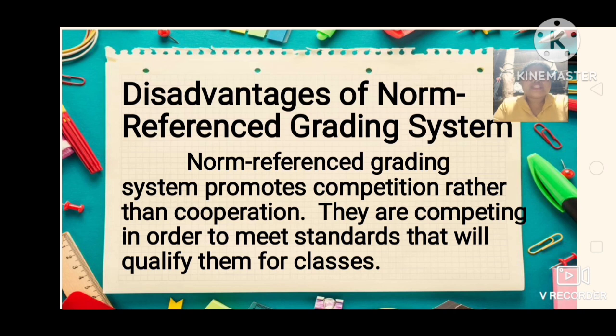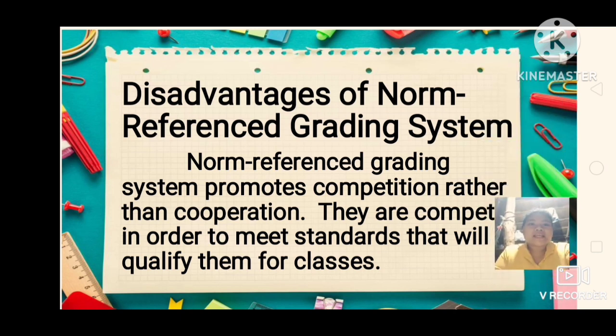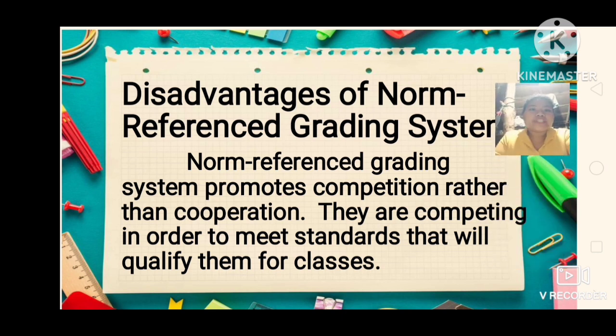Here are the disadvantages of the norm reference grading system. It promotes competition rather than cooperation. They are competing in order to meet standards that will qualify them for classes. A norm reference grading system actually encourages competition to the point where students would prefer not to help other students, because the mean of the class would rise, making it more difficult for them to achieve higher grades, and in a sense, it promotes competition among students.